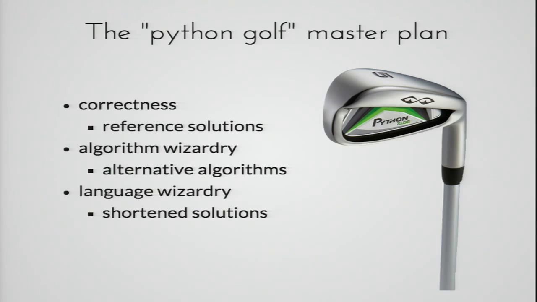Usually, you start with the standard algorithm and you can get to the same solution with a really large number of different algorithms. Sometimes you specialize them, sometimes you generalize them. The reason for this is that at the next level, the language wizardry, you try to find strange constructions in Python, syntaxes that usually are not used, to get the code shorter, and sometimes they work better with some strange algorithm than with the straightforward one.